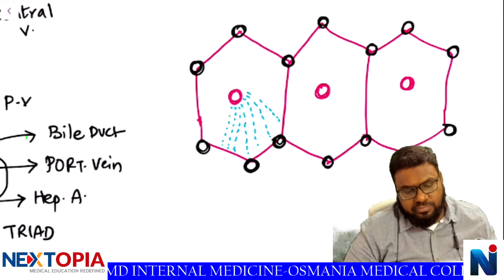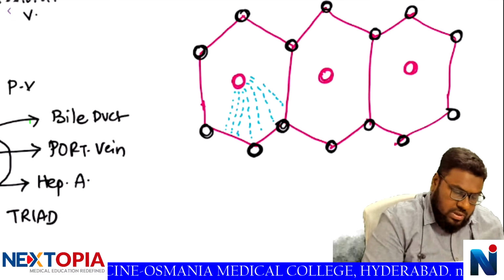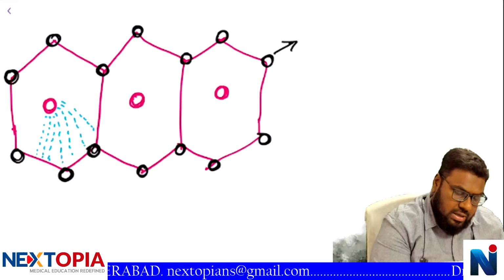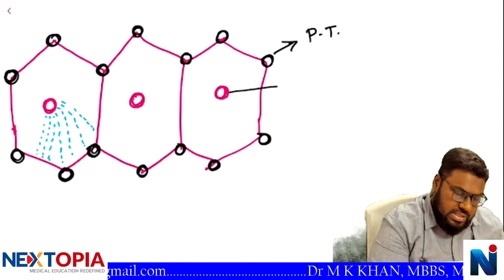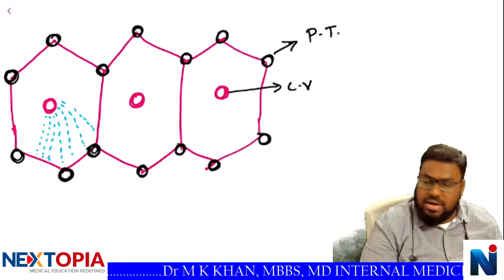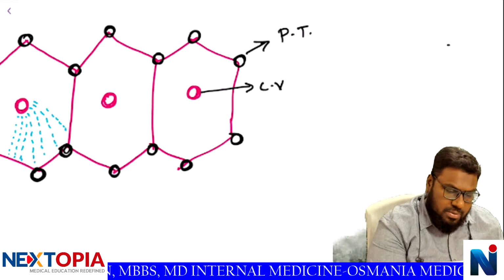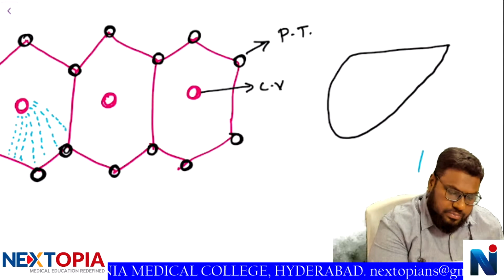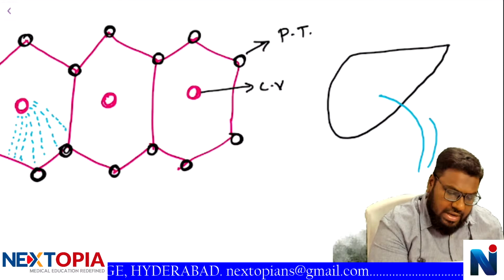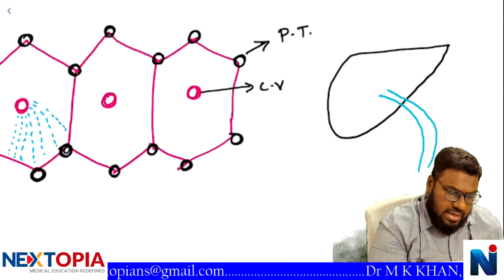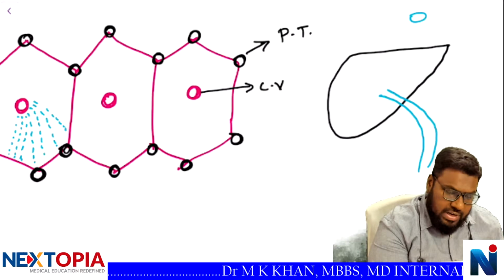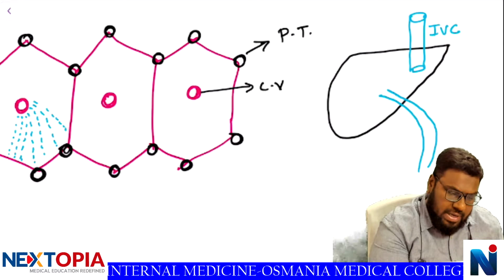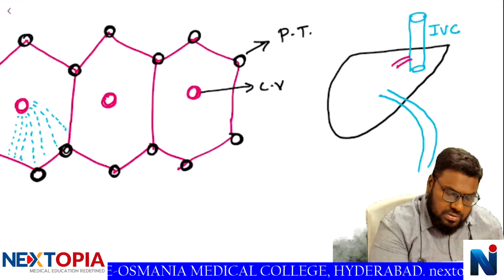Right? So if you draw a liver like this, you try to understand the liver and draw it like this. So these are the portal triad. This is the central vein. Portal triad and central vein. So if you try to understand this with the help of this diagram, suppose this is the liver. Into the liver we have got the portal vein entering like this, and separately we have got the inferior vena cava, which is drained by the hepatic veins.